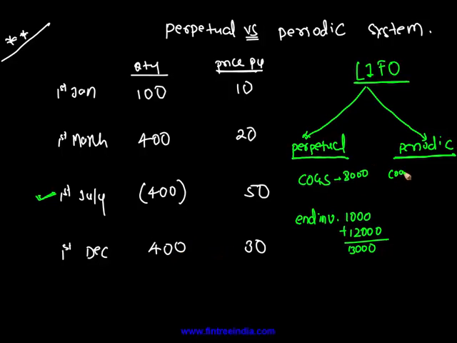So he will say COGS 12,000. And therefore ending inventory is what is left here, which is 8,000 plus 1,000. 8,000 here, 400 into 20. And your ending inventory here would become 9,000. So that is periodic system versus perpetual system of inventory management. Any questions here? Please write down this example.